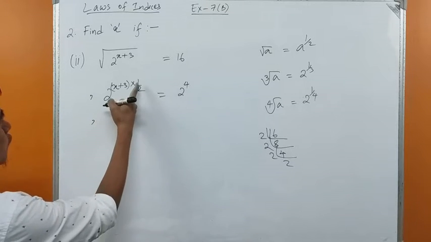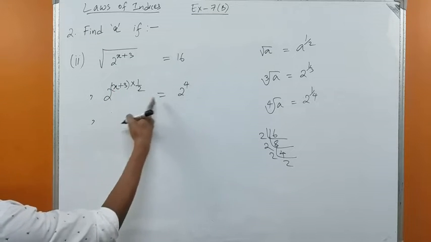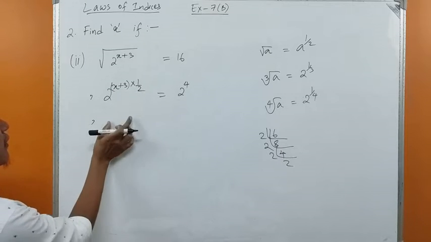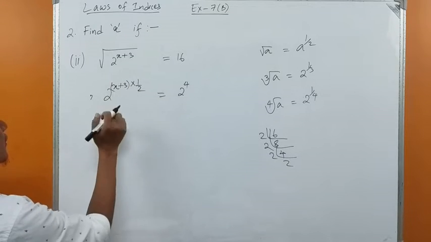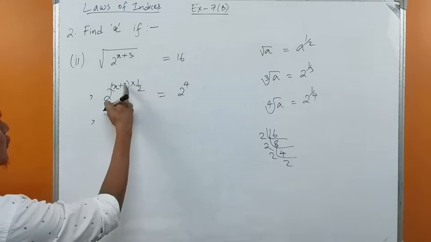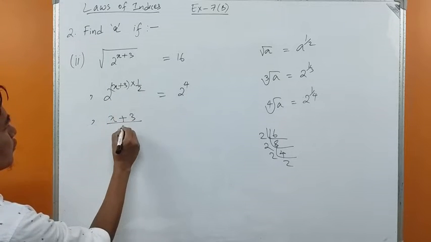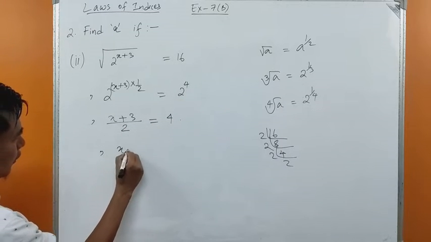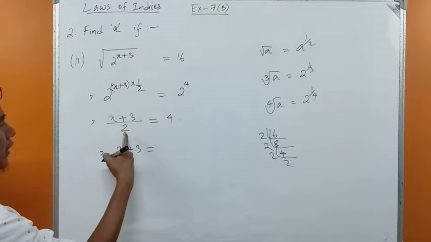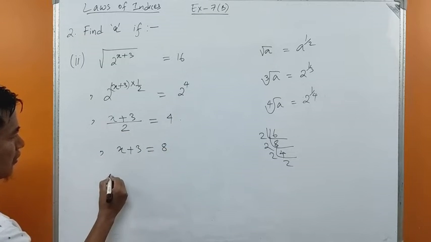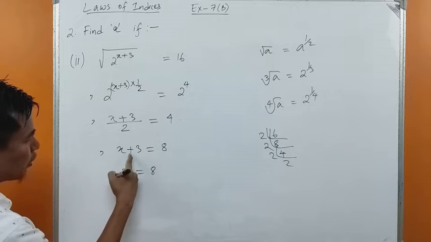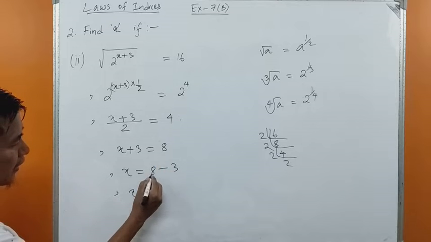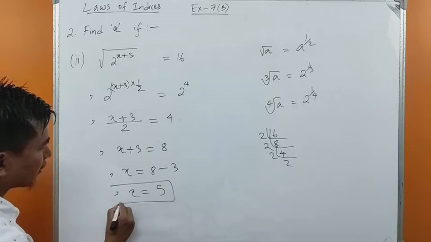Okay, now we have 1 into x. Since the bases are equal, 2 and 2, their power should be also equal. So I don't write the base now, I just write the powers. 1 into x is x, plus 1 into 3 is 3, and in the denominator we have 2, equals to 4. Or x plus 3 equals to, let us cross multiply this, 2 into 4 is 8, or x equals to 8 plus 3. If we transpose to the right hand side, becomes minus 3, or x equals to 8 minus 3 is 5, isn't it? So this is the value of x.